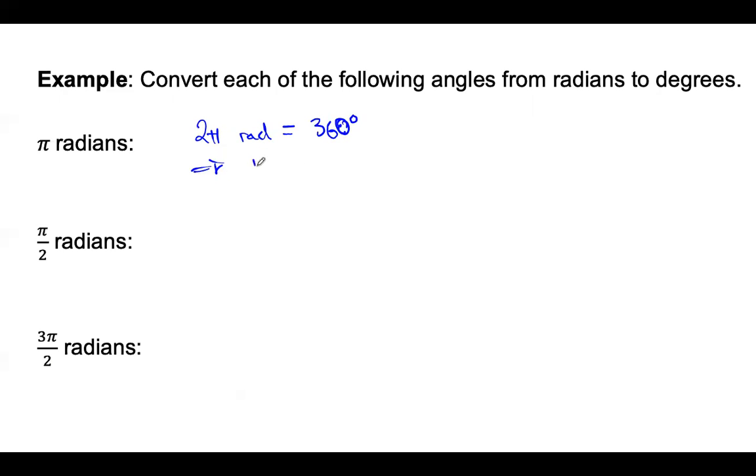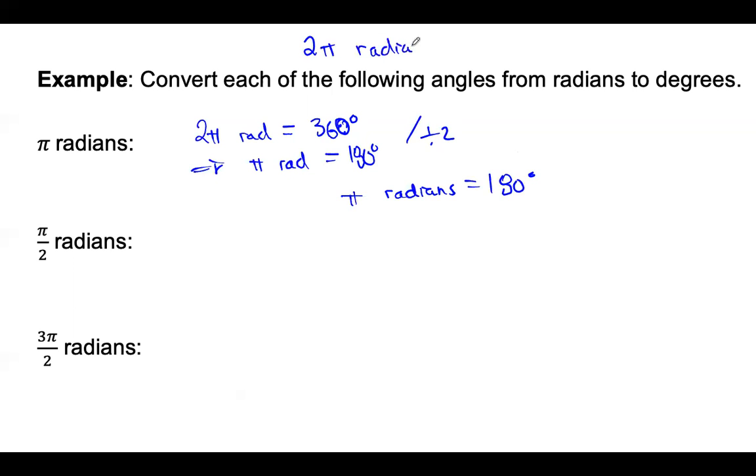So then therefore, pi rads is just going to be 360 degrees divided by 2. So this would be 180 degrees. So therefore, pi radians is equal to 180 degrees. So I'll just write it up here, what to remember. So 2 pi radians, or rads, is equal to 360 degrees, which is just 1 revolution, 1 loop around the circle.